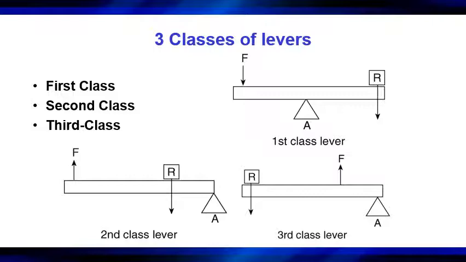Now, when we look at a second and a third-class lever, in one of them, the mechanical advantage is always greater than 1. In one of them, the mechanical advantage is always less than 1. So pair those up right now. Think about it for a little bit. Which one would always be greater than 1? Which one would always be less than 1?